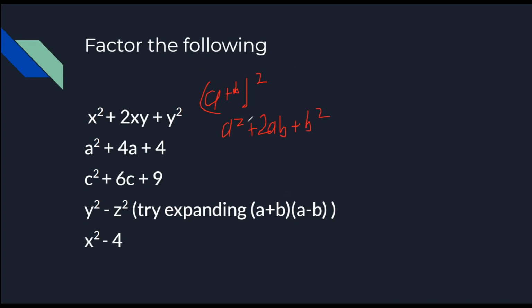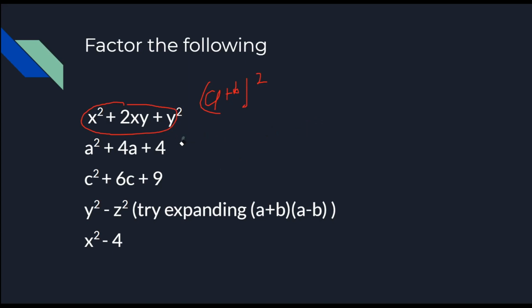Okay, so hopefully everyone remembers that. So this first one is pretty easy. It follows this exact form, okay? It's x squared plus 2xy plus y squared. It's the same as a squared plus 2ab plus b squared, just with different variables. In this case, x replaces a, y replaces b. Does that make sense, everyone?